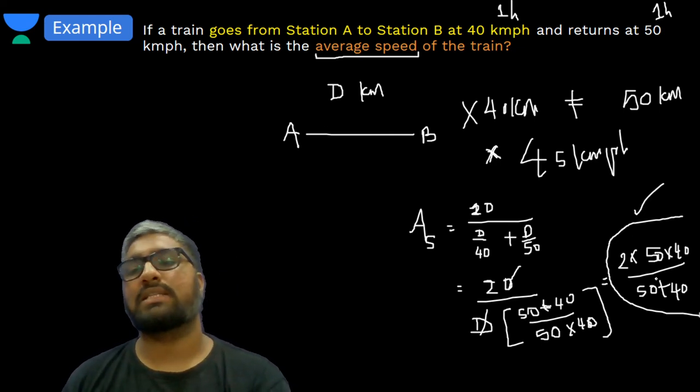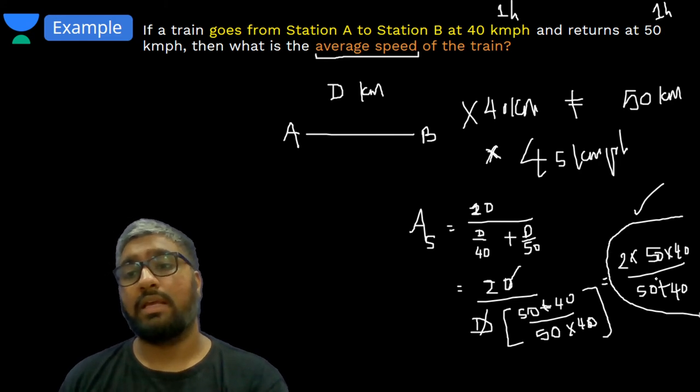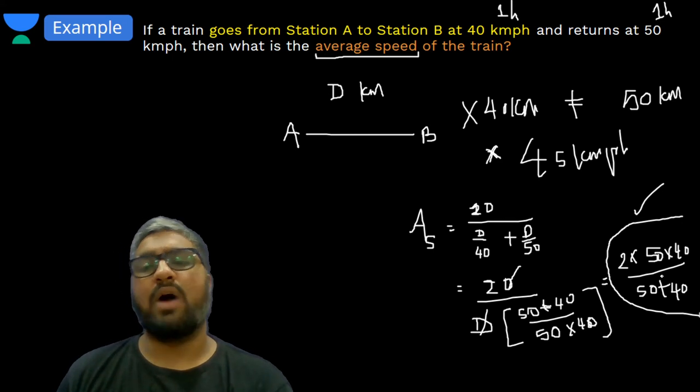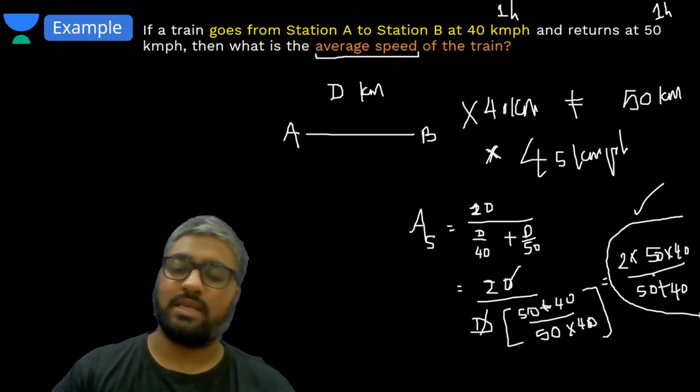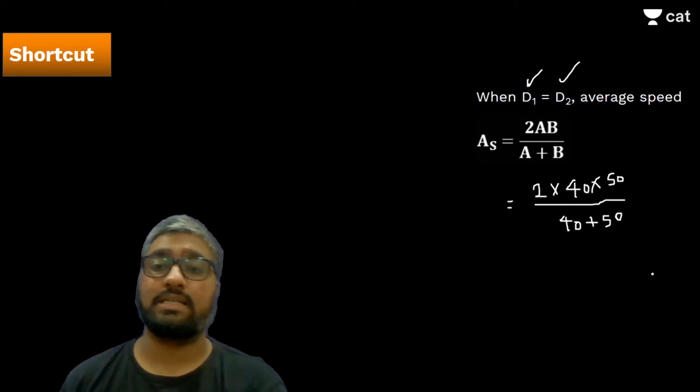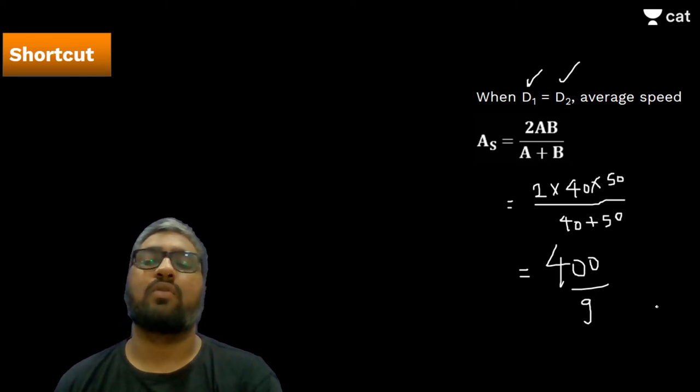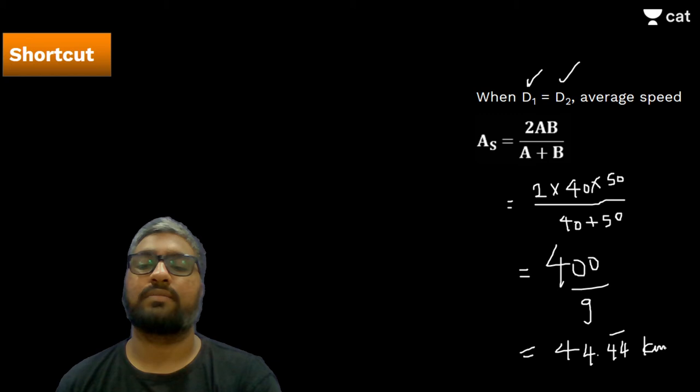Which is how much? This would be how much? To get 400 by 9, or 4000 by 90, which is 400 by 9. So 400 by 9 is how much? 4 by 9 into 100, which is 44.44 kilometers per hour.